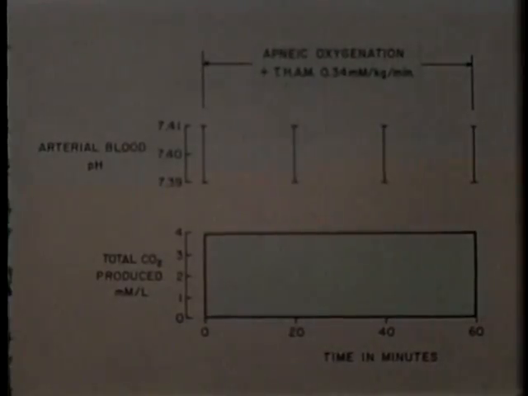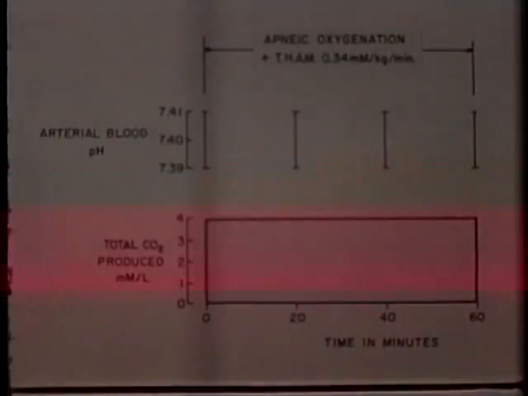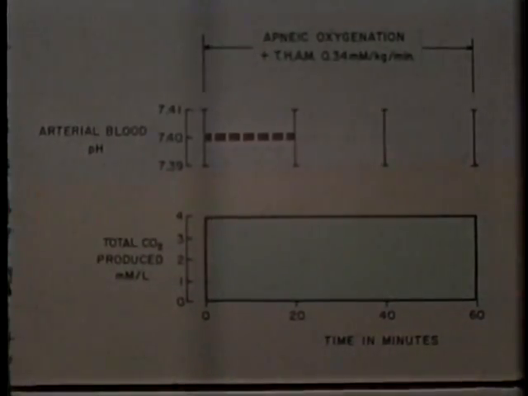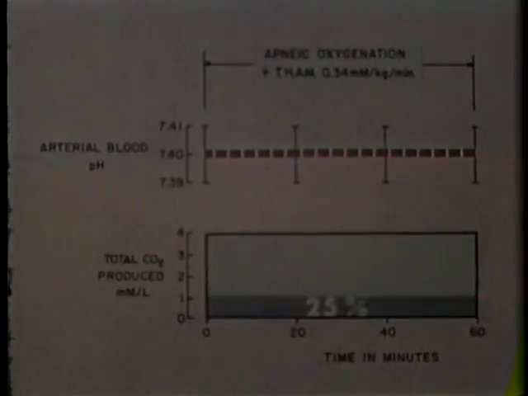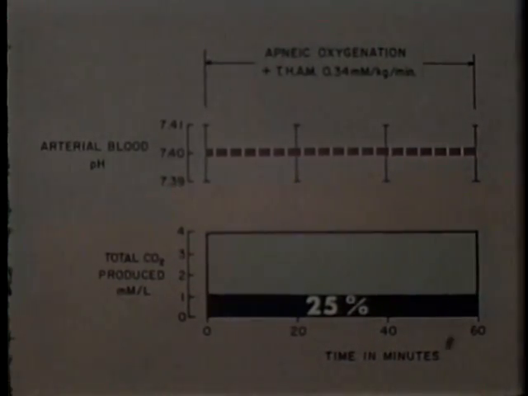The results shown on the next chart indicate that THAM will neutralize the untoward effects of carbon dioxide retention in two ways. One, the compound's buffering capacity maintains pH within the normal range. Two, 25% of the total amount of carbon dioxide produced during apnea will be excreted in the urine.